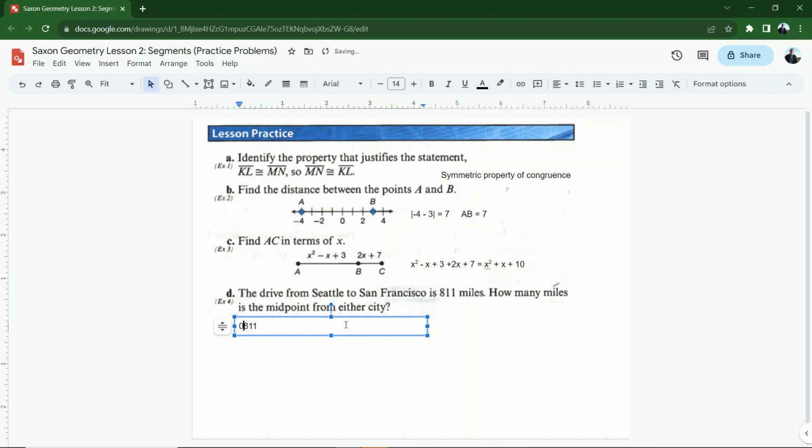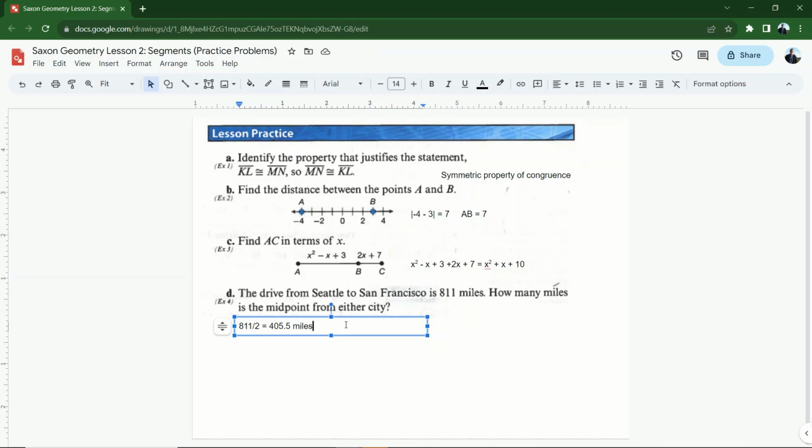Well, what I need to do is take 811 and divide it by 2. 811 divided by 2, well, that's going to be 405.5 miles. The midpoint is going to be 405.5 miles from either city. And that's how you work these problems.